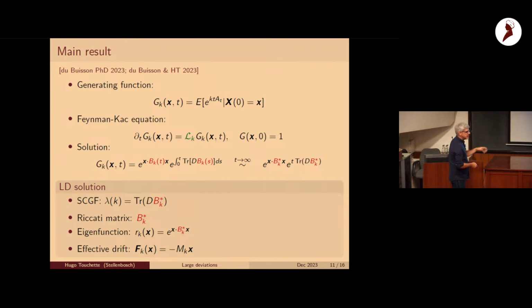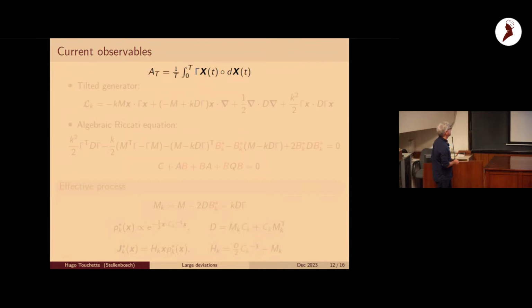There are lots of calculations to get there, and the main object is this B_k matrix that we need to find, which will depend on D, on M, on sigma, and satisfies a Riccati matrix equation, which is kind of big in itself. So I'll show you the calculation for one particular case of observable, the current type observable, which is more relevant for physics. This is the definition again of the general observable: you have the state being integrated in time multiplied by the increment. So the general observable will be defined by this gamma matrix here, and the form of gamma will depend on the physical observable that you consider.